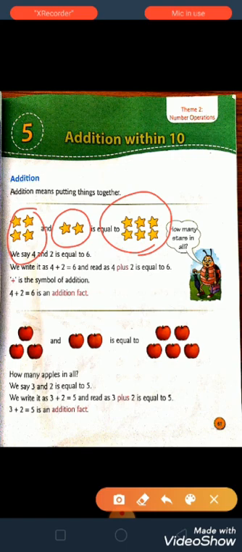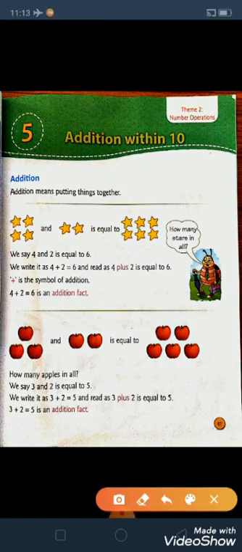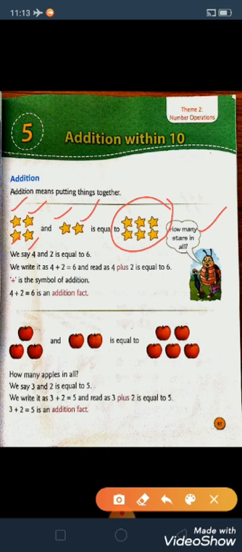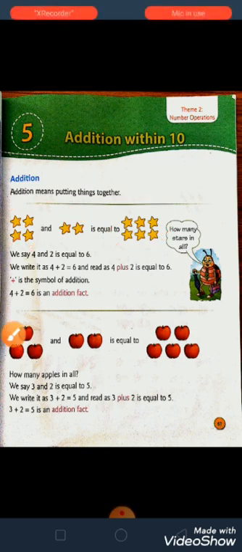How will we add then? At first we will count these stars. How many? 1, 2, 3, 4. After 4, here 2 more stars are there. 5 and 6. So totally how many stars, children? 6 stars. So here a question has arisen. How many stars in all? Total 6 stars. We say 4 and 2 is equal to 6.